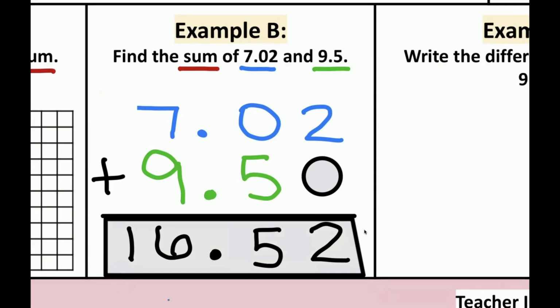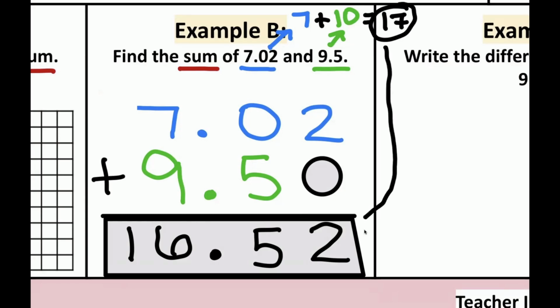And we can use estimation to check our work. So I can round 7 and 2 hundredths to 7, and 9 and 5 tenths to 10. And this just creates an easier problem to let us know we're on the right track. 7 plus 10 is 17. So if I had $16.52, that is close to 17. So my estimation lets us know that we are on the right track. Let's take a look at example C.